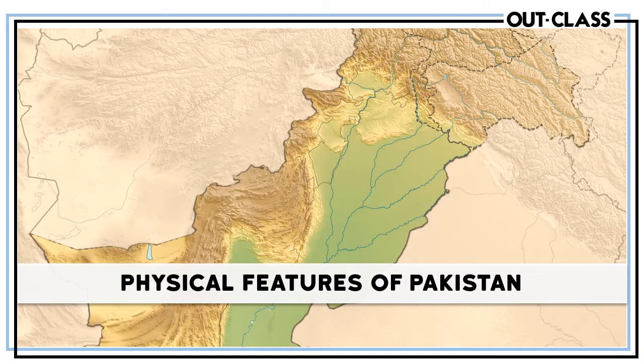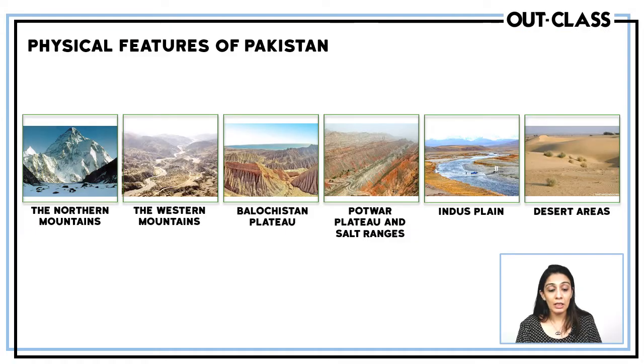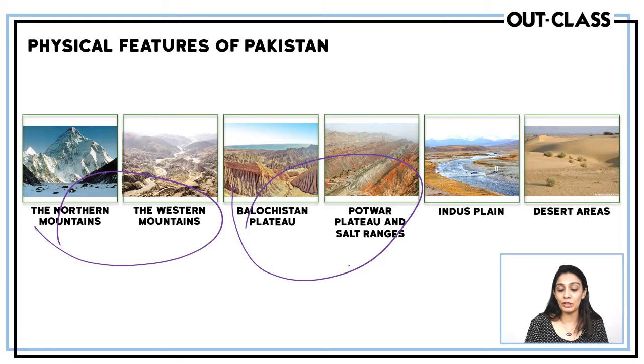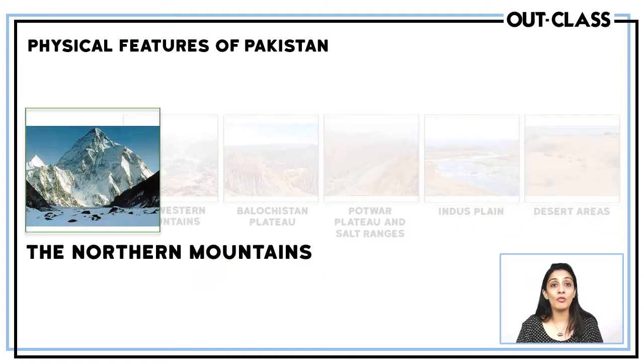Now we come down to the main topography, that is, the physical features of Pakistan. The physical features of Pakistan are the mountains, plateaus, plains and the desert regions. So we have the mountains, we have two plateau regions, the plain and the desert region, which we'll be talking about further. Starting off with the northern mountains.